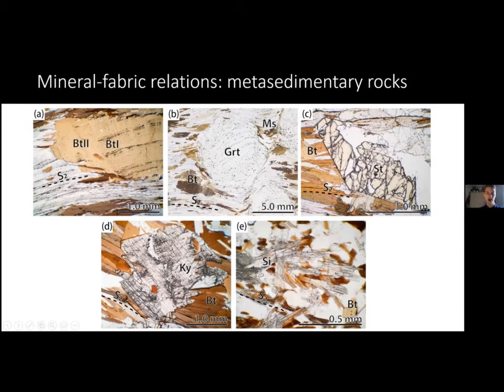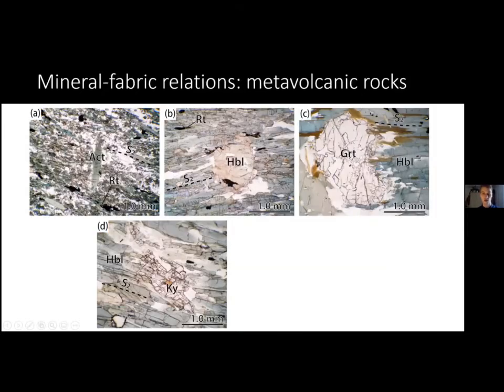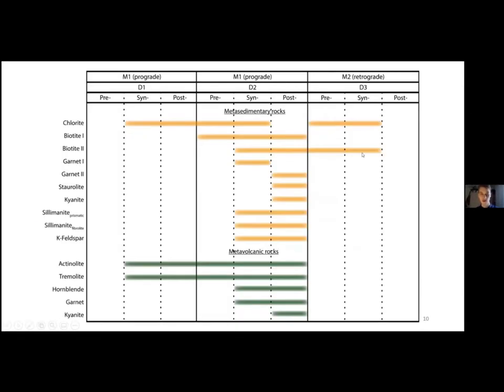So if we have a look now as well at some of the metavolcanic rocks, we can see similar relations. With the actinolite and the hornblende here, they appear to both define and cross-cut the S2 fabric. Again, I've got another nice little table here just summarizing what I've been through. The key thing to note is that as we go up metamorphic grade in both our metasedimentary and in our metavolcanic rocks, we get increased growth of our porphyroblasts syn to post D2 event.